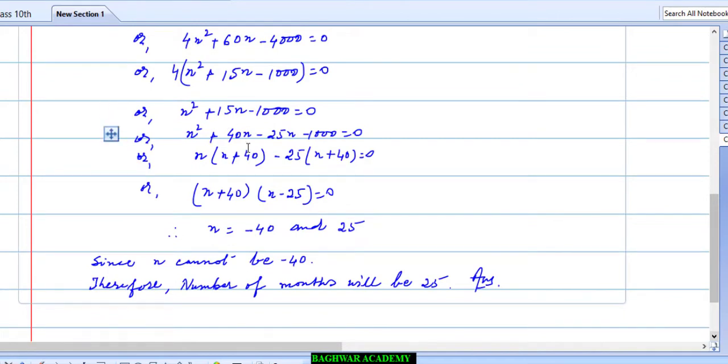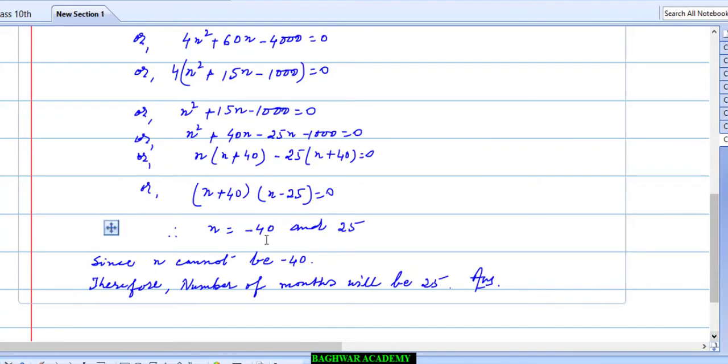So by the factorization method we have written 40n minus 25n, n can be taken out common, so we will get n plus 40, and here minus 25 will be common and we will get n plus 40. Now n plus 40 and n minus 25, two factors we have got, and the product is 0. So either n plus 40 will be 0 or n minus 25 will be 0. When n plus 40 is 0, n will be minus 40, and when n minus 25 is 0, then n will be 25.